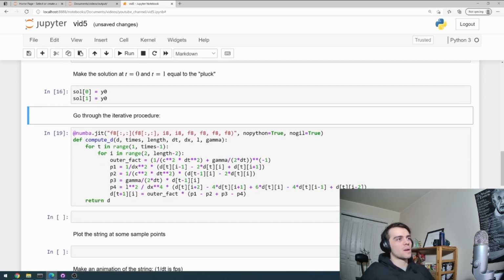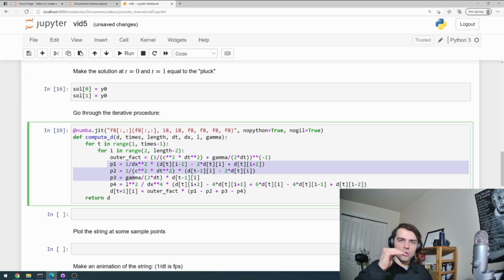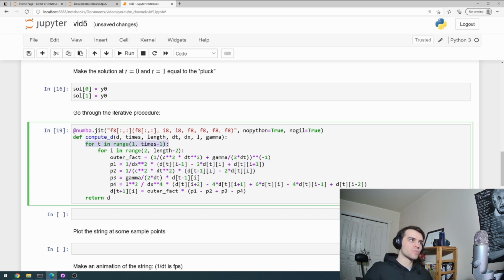Can be convinced that what I'm doing here is updating each row consecutively. This is the loop over rows, and then I'm updating each position based on the previous rows. So convince yourself of that. This is the most complicated part, by the way.